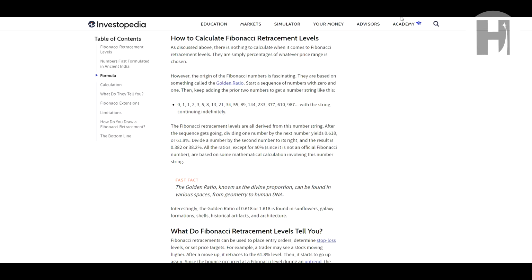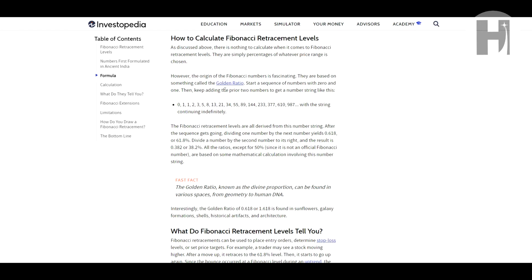Now, all the links are going to be down below in the description, as well as this site from Investopedia: how to calculate the Fibonacci retracement levels. Basically, the retracement levels help you understand where the price can come back to before a continuation of the trend. It all depends on the trend, whether you are in an uptrend or in a downtrend. You can use the Fibonacci retracement all the same.